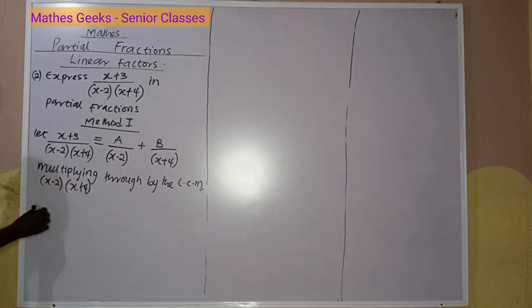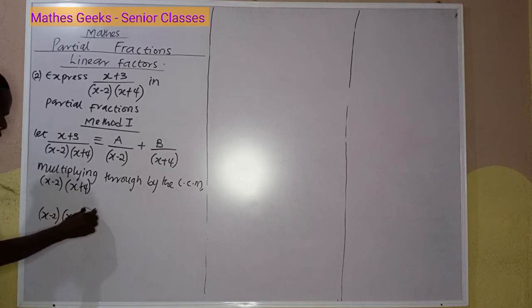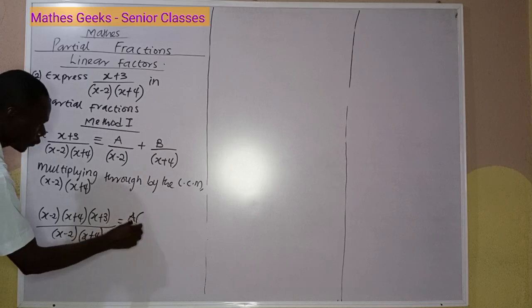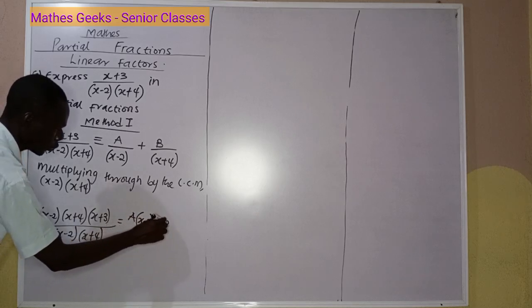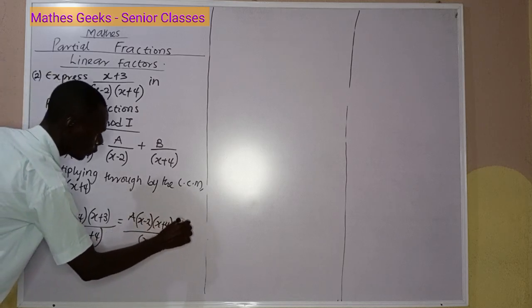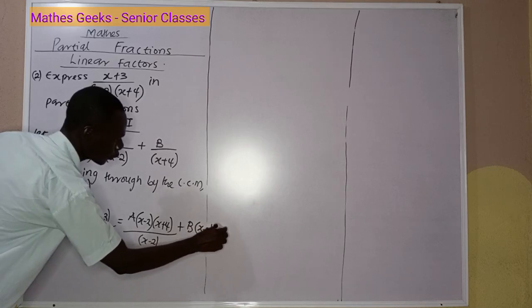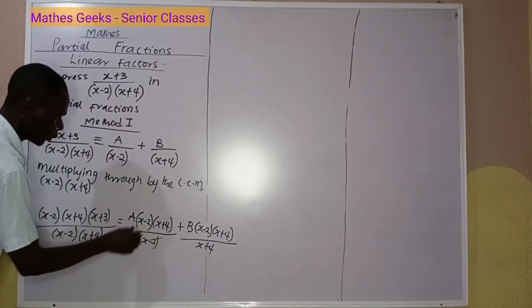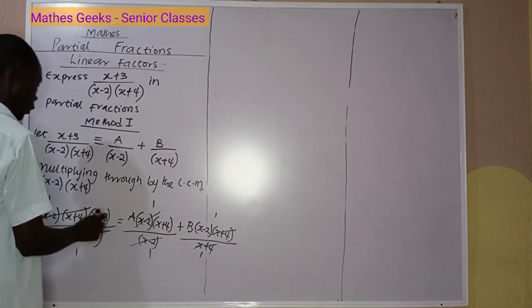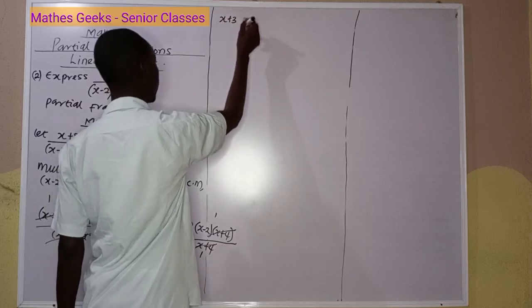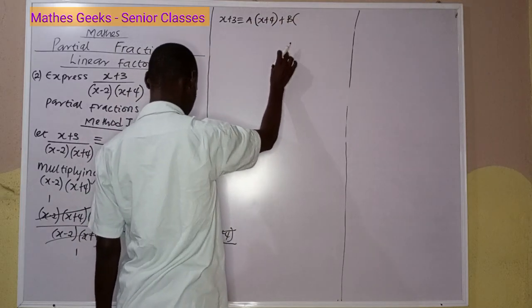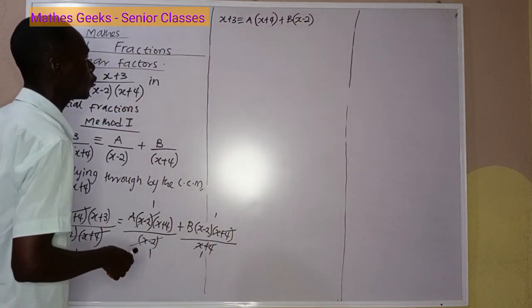We have here x plus 3 times x minus 2, x plus 4 over x minus 2, x plus 4 equals a times x minus 2, x plus 4 over x minus 2 plus b times x minus 2, x plus 4 over x plus 4. So this will cancel out, and this will cancel out. Okay, so we'll be left with x plus 3 identical to a times x plus 4 plus b times x minus 2.